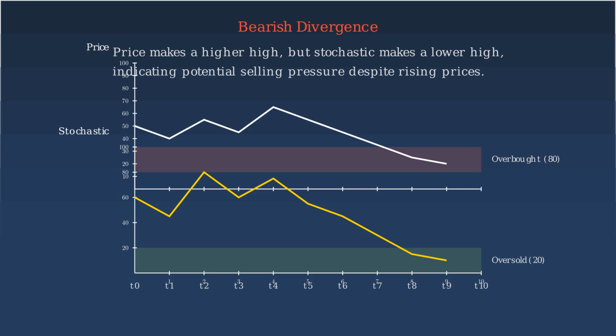Bearish divergence occurs when price makes a higher high, but the stochastic oscillator makes a lower high. Here we can see the price making a higher high, while the stochastic is making a lower high in the overbought region. This divergence suggests underlying selling pressure despite rising prices, often leading to a bearish reversal, as shown by the subsequent price decline.